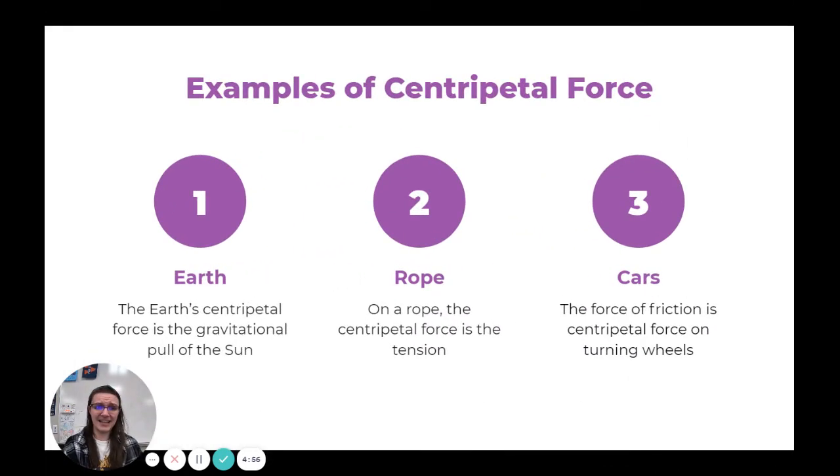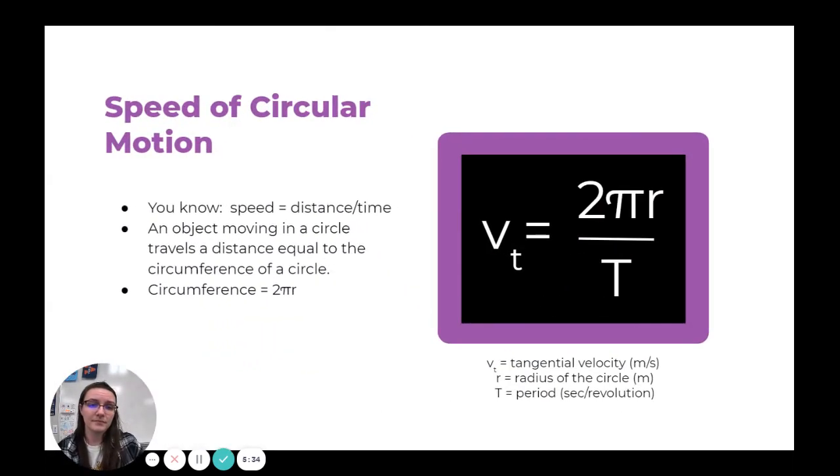There are lots of examples of centripetal force in life all around you. Earth is constantly moving in a close to circle around the sun. It is being pulled on by the sun with gravity. So gravitational force is the centripetal force. On a rope, if I was swinging my keys around in a circle, it is the tension in my lanyard or the tension in my rope that is pulling my keys towards the center. And when a car goes around a curve, it is friction on the wheels. That would be your centripetal force.